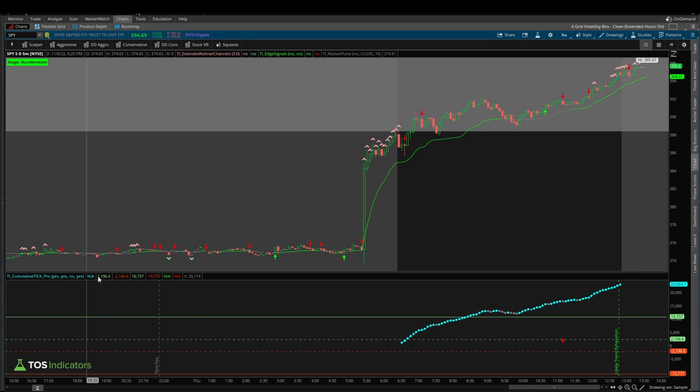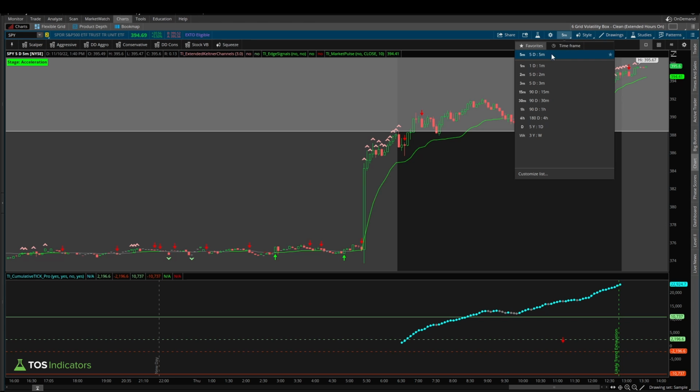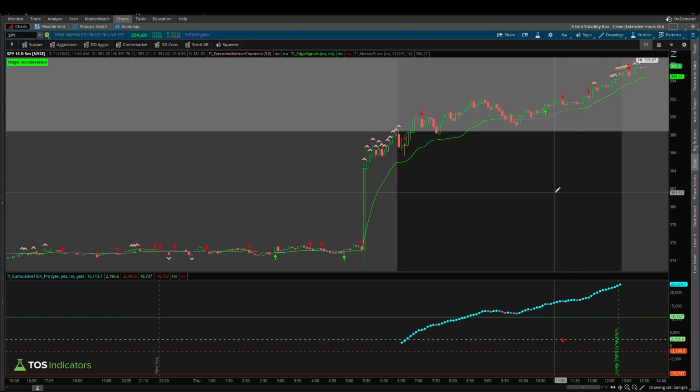Now, I have the indicator loaded on a chart of the SPY ETF. I have a 5-day, and let's expand this to something like 15 days so we can study past experiences of this as well. And I have extended hours turned on.